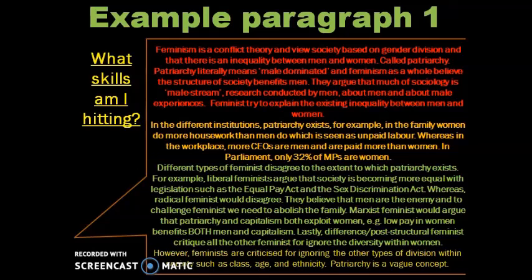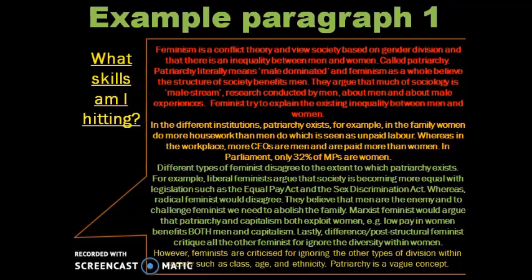Different types of feminists disagree to the extent to which patriarchy exists. For example, liberal feminists argue that society is becoming more equal with legislation such as the Equal Pay Act and the Sex Discrimination Act. Whereas radical feminists would disagree. They believe that men are the enemy, and to challenge patriarchy, we need to abolish the family. Marxist feminists would argue that patriarchy and capitalism both exploit women. For example, low pay in women benefits both men and capitalism. And lastly, difference and post-structural feminists critique all the other feminists for ignoring the diversity within women.